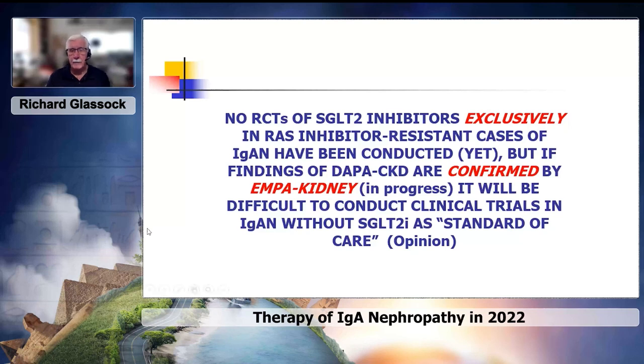However, if these data are confirmed by the EMPA-KIDNEY trial, which is now in progress and will likely be available in the latter half of 2022 or early 2023, in my opinion, it will be very difficult to conduct clinical trials in IgA nephropathy without SGLT2 inhibitors as a standard of care. In fact, in the USA, dapagliflozin has been approved for the treatment of proteinuric CKD, including patients with IgA nephropathy.